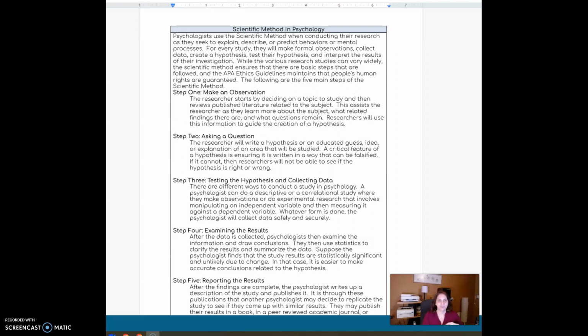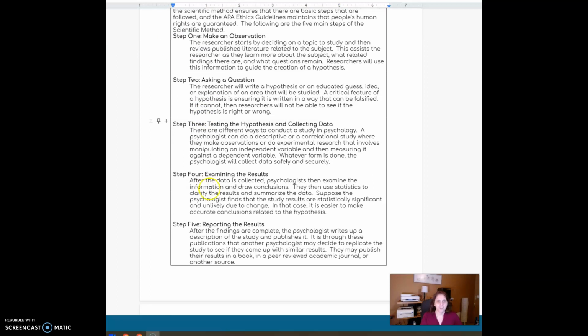Today, especially in the United States, we're following APA ethics guidelines, of course, the American Psychological Association, and human rights and people's rights, because sometimes there wasn't so much of that always happening, and we want to make sure that human rights are being followed. But scientific method: make an observation, decide what your topic is, review the literature. What related findings are there? Is there anything else going on about that? They're going to take that to guide their hypothesis.